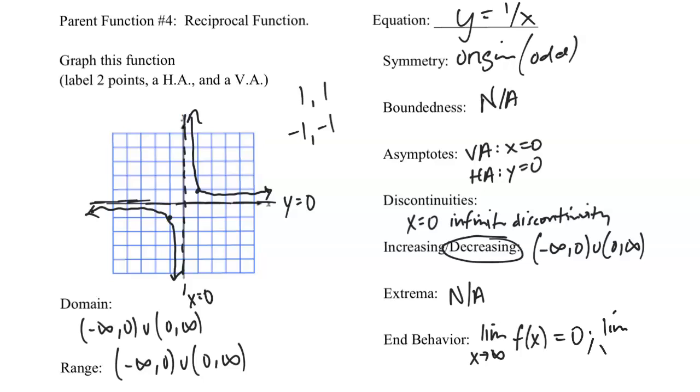And then the other end behavior limit, as x goes to negative infinity of f of x, and I'm running out of space, so I'm going to have to do it down here. Notice that that will also be 0, because negative infinity is the left side of the graph, and the graph is approaching the y value 0 as we go towards negative infinity on the x-axis.